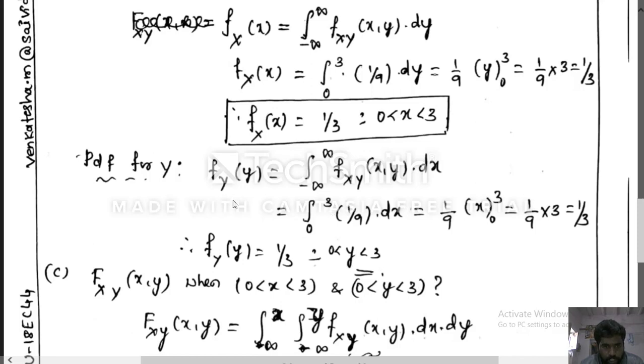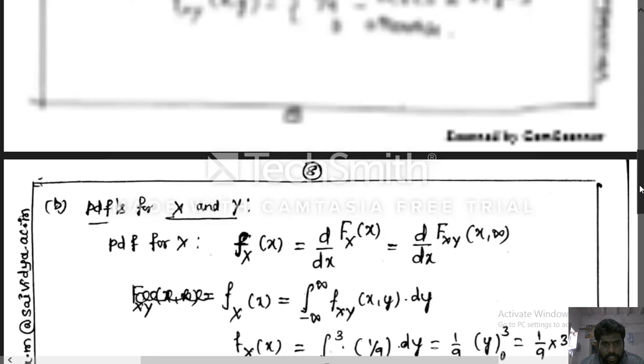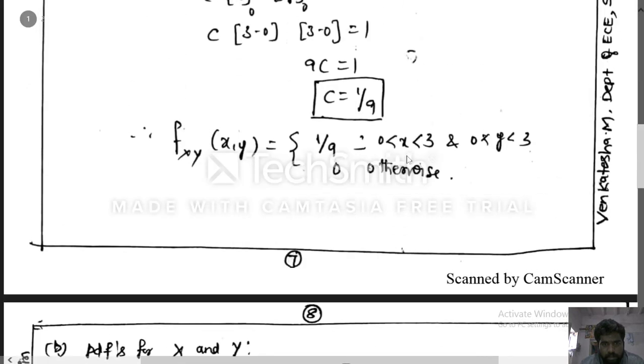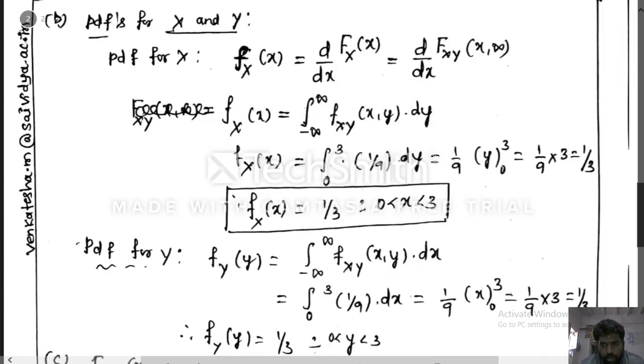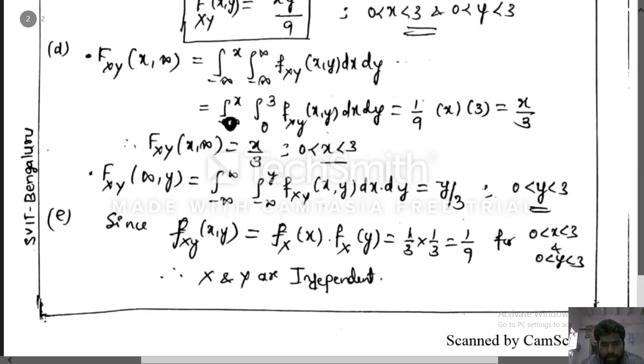Therefore, f_X of x into f_Y of y will be 1 by 3 into 1 by 3, that is 1 by 9, for the values of x and y between 0 to 3. So this value is the same as the given joint PDF value, that is 1 by 9 for the x and y values between 0 to 3. Therefore, the condition for independence is verified. That is f_XY of x comma y is equal to the product of the individual PDFs for the random variables x and y. Therefore, the given joint probability density function is independent in nature.